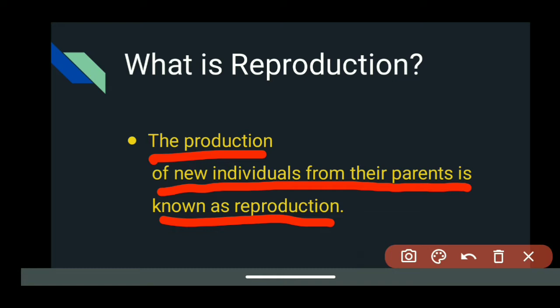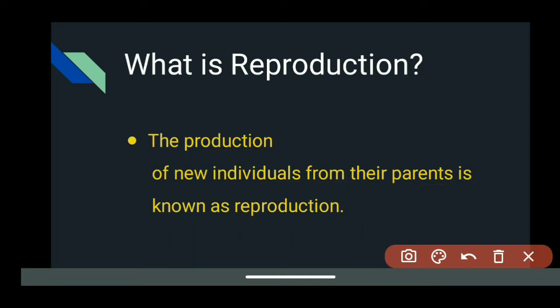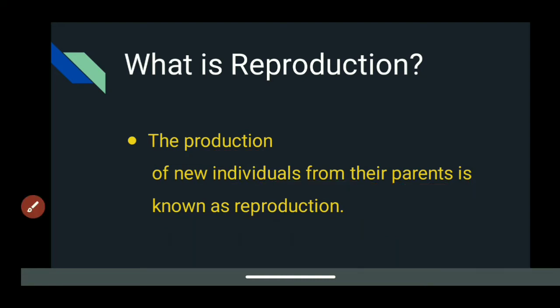The production of new individuals means that there are two parents. The new individual obtained from the two parents, the total process, is known as reproduction. So this is the definition of reproduction.